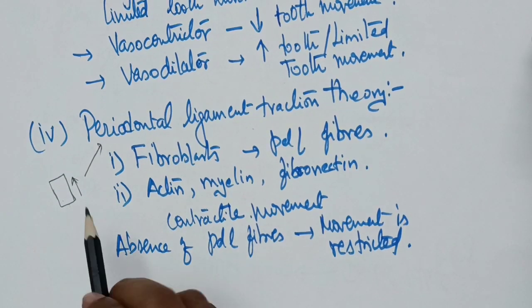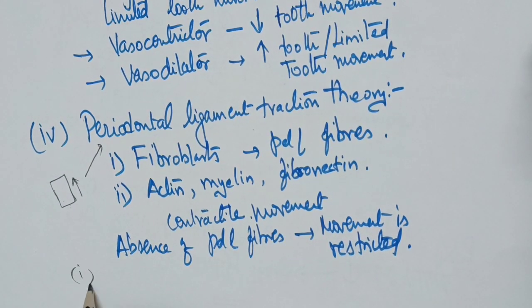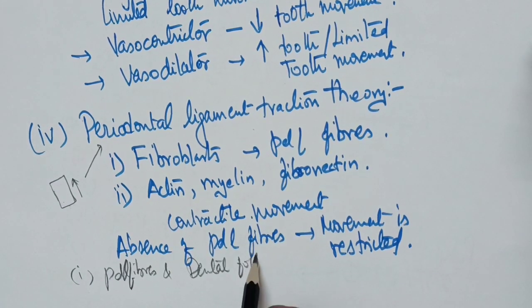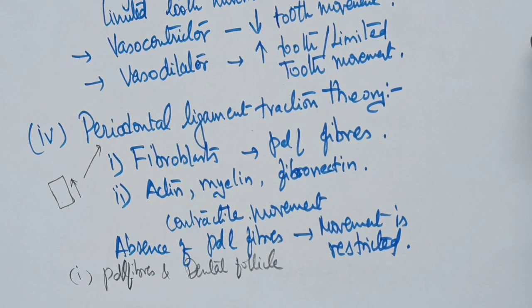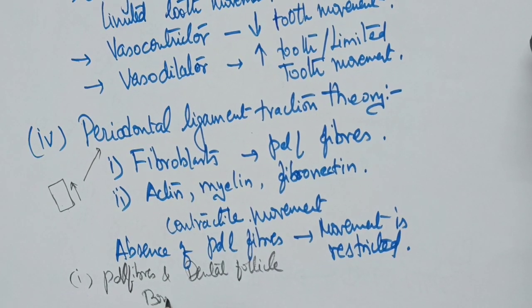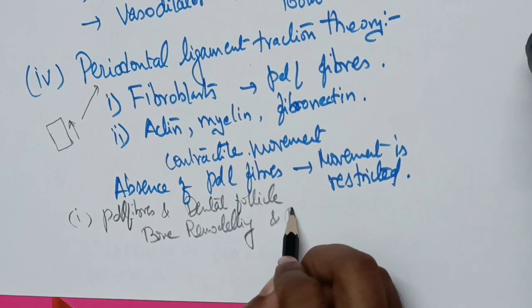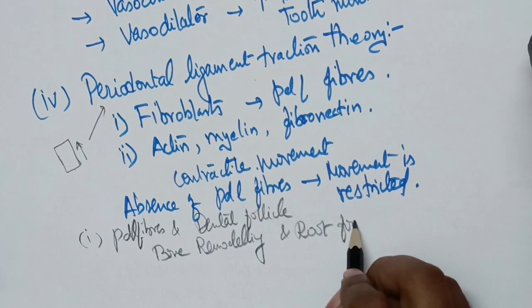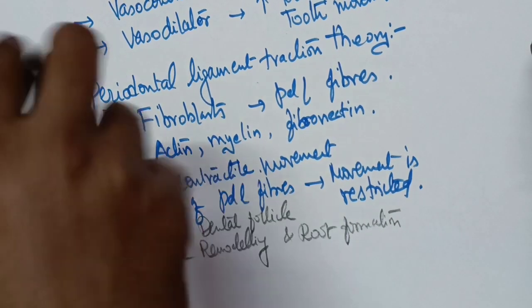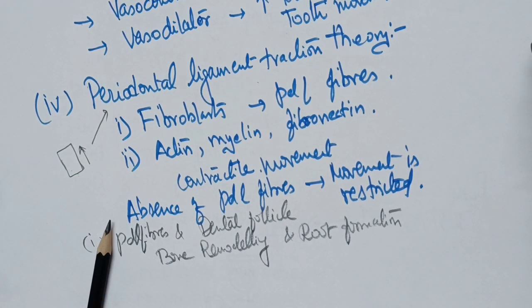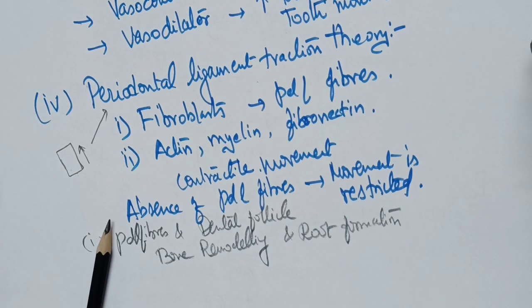Along with that, the presence of the dental follicle. The main things are PDL fibers and dental follicle. Both are very essential for tooth eruption to take place. Along with that, bone remodeling and root formation also help as adjuvant factors in tooth eruption. These are the main mechanisms or theories of tooth eruption. This itself can be asked as an essay question or a short note.